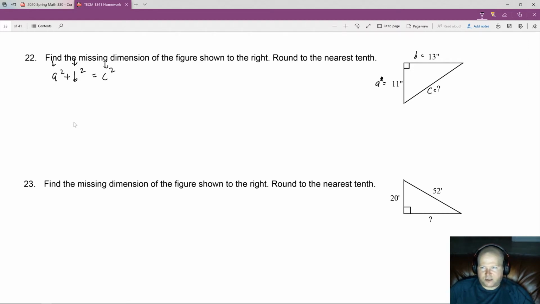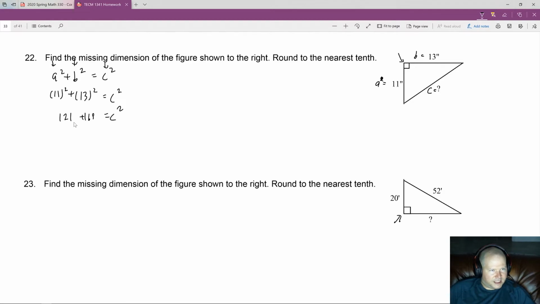Now this only applies to right triangles, and notice there's this little square in the corner that indicates that both of these problems are right triangles, so we get to use the Pythagorean theorem. So now we're going to plug everything in. We know a is 11, so I plug in 11. We know b is 13, I plug in the 13. And we don't know what c squared is. 11 squared is 121, 13 squared is 169.